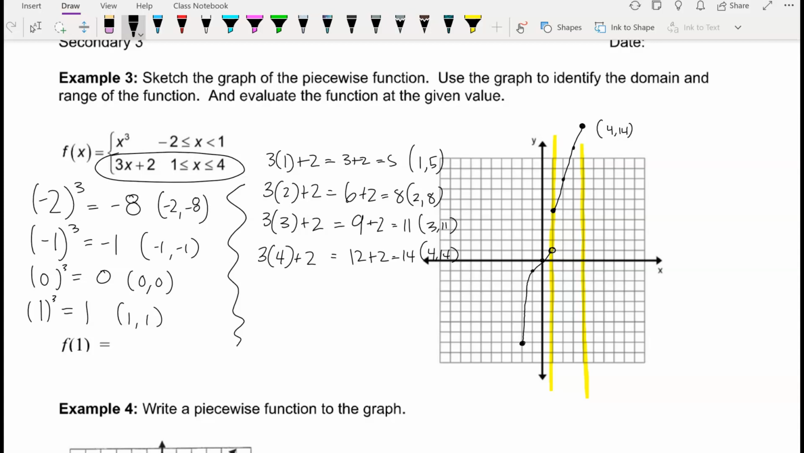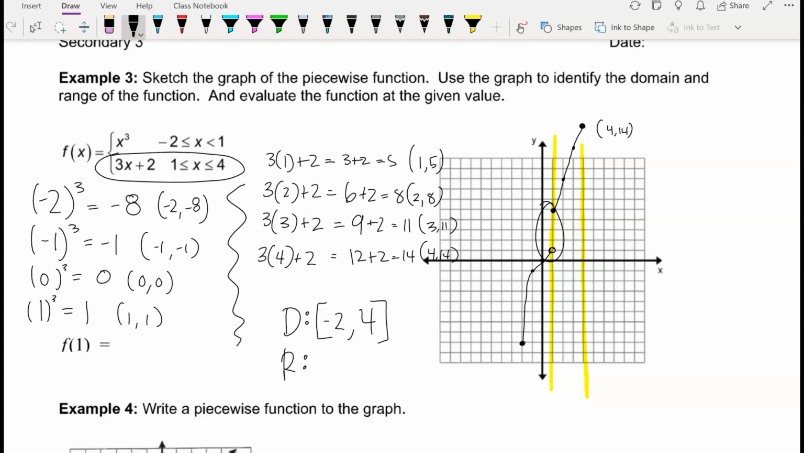All right. So domain. So starting with a closed circle, and that was at -2. And then we fill in the gap here. So that's filled in. And then we end at 4.